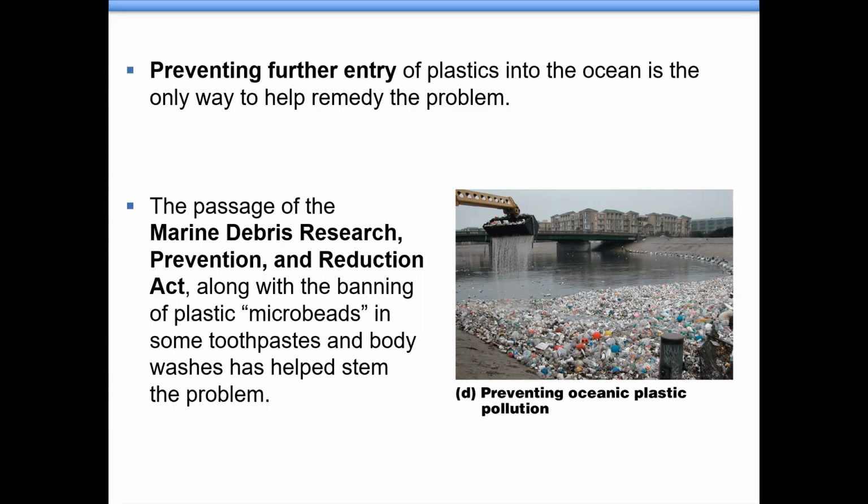And one thing that really helped with the input of plastic into our oceans is the passage of the Marine Debris Research Prevention and Reduction Act. So this act helped to ban the use of plastic microbeads. In the past, you might have bought a body wash or a toothpaste that had tiny little beads in it that were supposed to help either clean your teeth better or provide a little bit of texture to help exfoliate your skin.